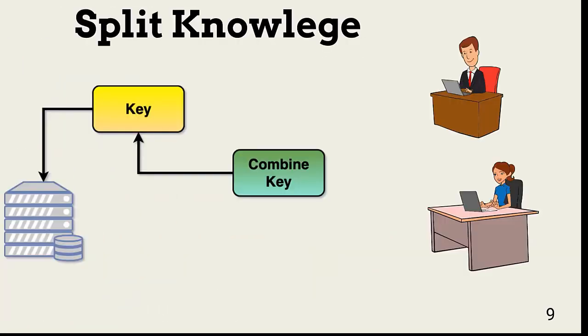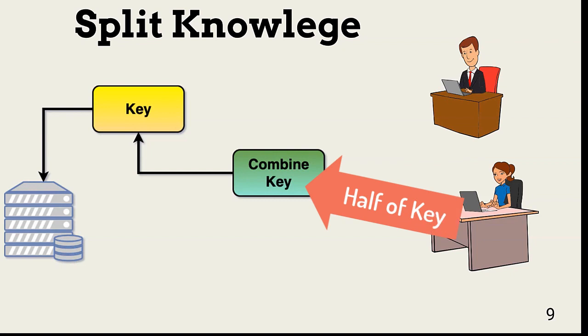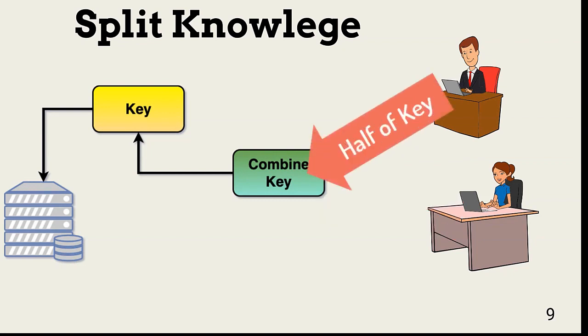In split knowledge, the key or password to the key is split into multiple pieces. Each piece is secured by a separate person. In this example, Adam and Alice must each provide their half of a key in order to decrypt the data.